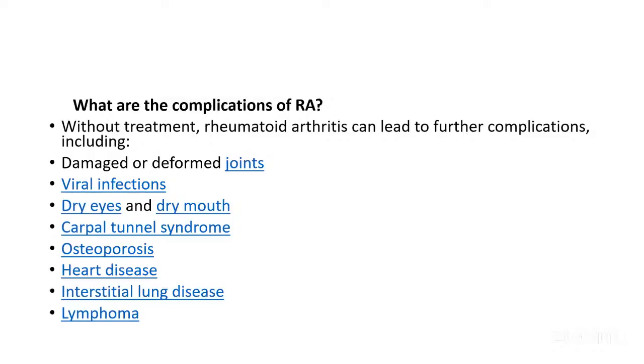Complications. Without treatment, RA can lead to further complications, which include, but are not limited to, the following: damaged or deformed joints, viral infections, dry eyes and dry mouth, carpal tunnel syndrome, osteoporosis, heart disease, interstitial lung disease, and then lymphoma. Complications again: damaged or deformed joints, viral infections, dry eyes or dry mouth, carpal tunnel syndrome, osteoporosis, heart disease, interstitial lung disease, and then lymphoma.